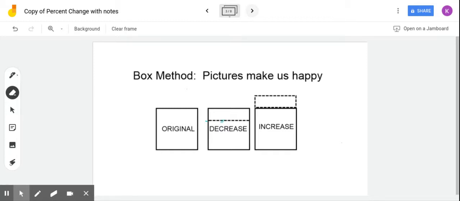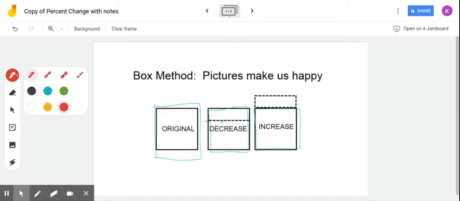Okay, so we're always going to think about what we originally started with, the original price, the original piece of information, the original number that we had. If you notice, that original piece stays in our picture, whether it's an increase or a decrease. But when it's a decrease, we're getting smaller. We're getting rid of that top part where the dotted line is. When it's an increase, we're getting bigger. We're adding on to the box with that top part where there's a dotted line.